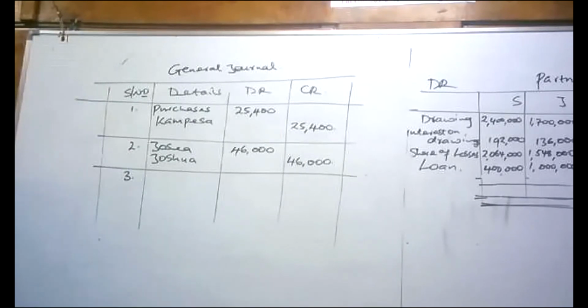Number 3. The account of Jebu, a creditor, was debited with 14,700, while the account of Amani, a debtor, was credited with 14,700.